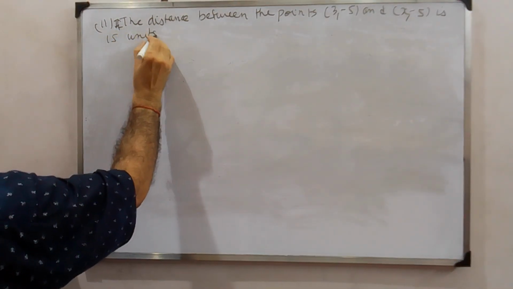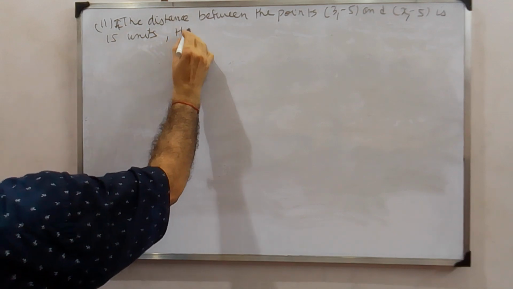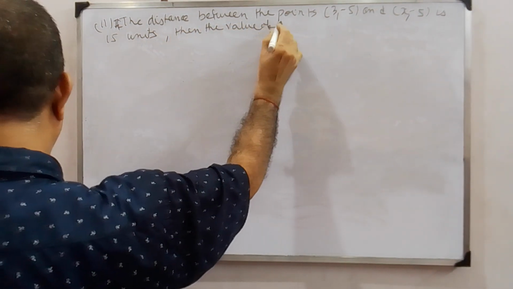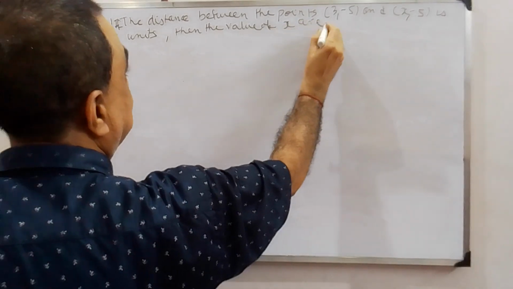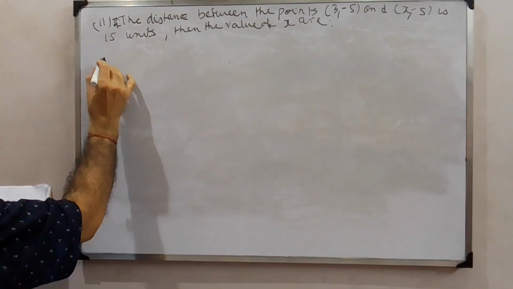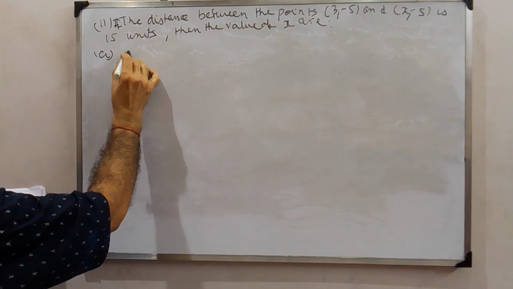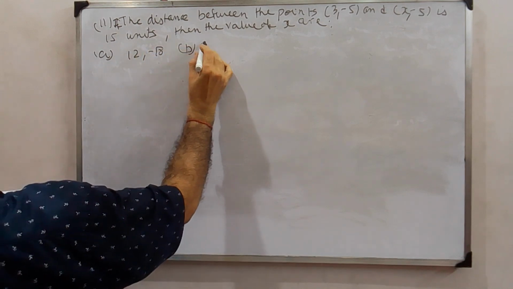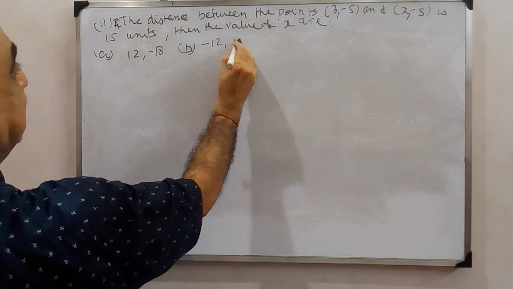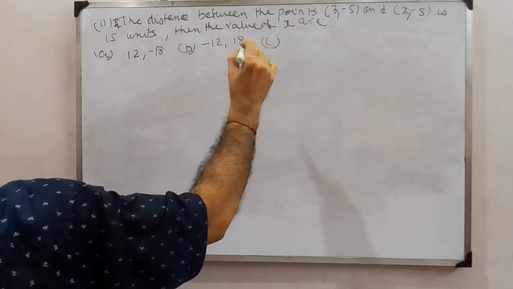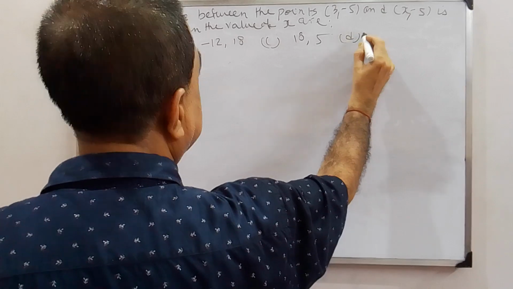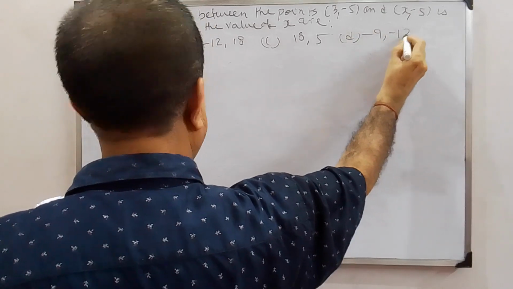If the distance is 15 units, then the value of x is? Here the four choices are given. A is 12 and minus 18, B is minus 12 and 18, C is 18 and 5, and D is minus 9 and minus 12.